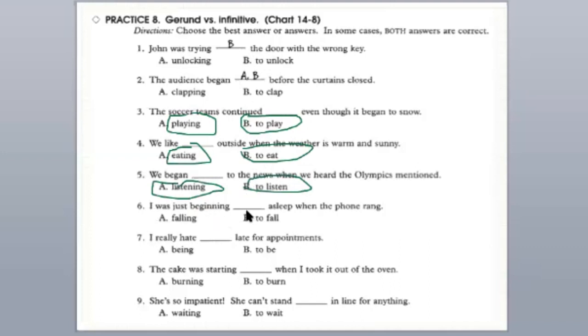Began. Okay, so you have to be careful. Began, beginning, the same thing. But I was just beginning because beginning is an ing form. It needs to be followed by infinitive. I was just beginning to fall asleep when the phone rang. I really hate being, okay, or to be. Both are correct. I hate being or to be late for appointments.